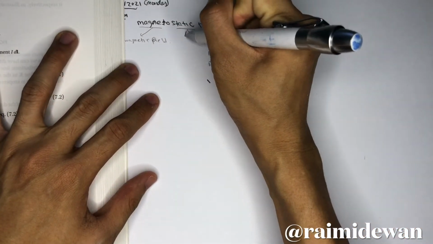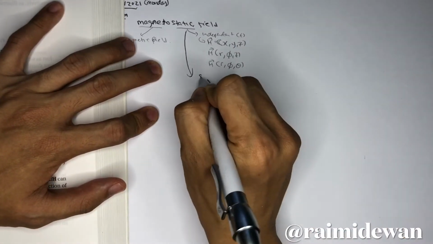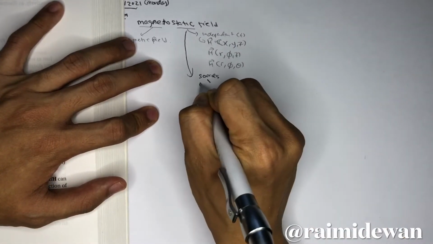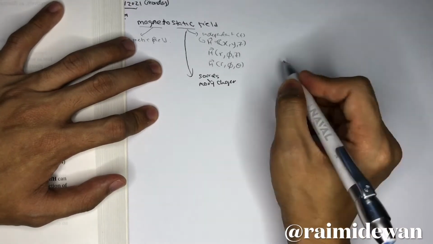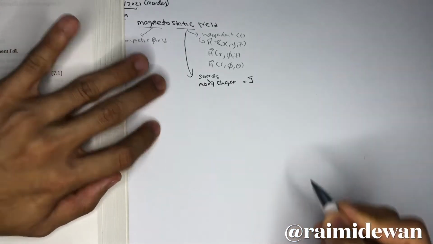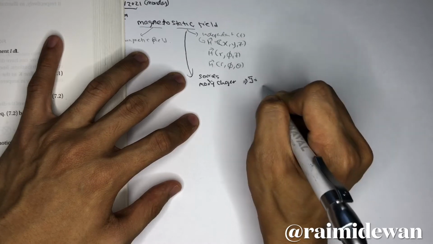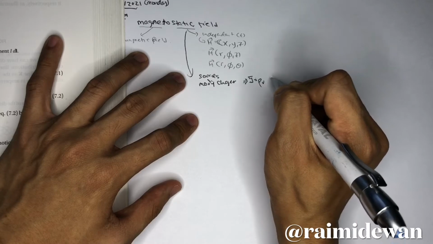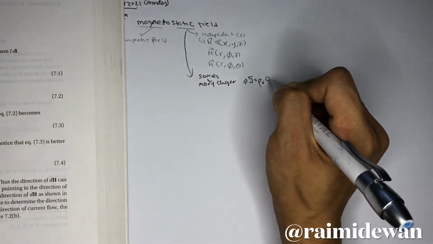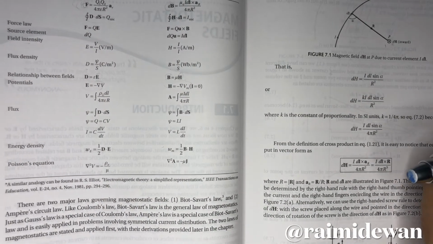Before we proceed, you can see this is a static field, so our source here is moving charges. However, you see J equals rho v u, and this u will be your constant speed. So you can see the equation. Where is the related equation here?